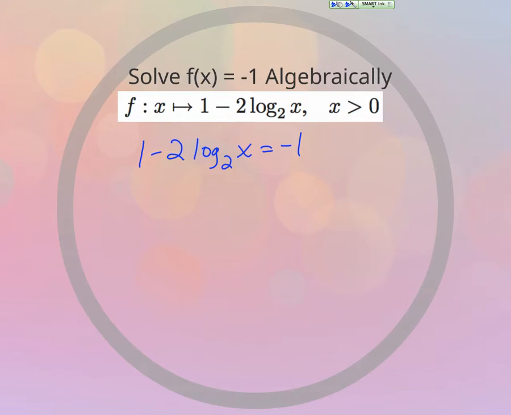So now we can solve. What's the first step? We have to get x by itself. Subtract 1. Very good. So I've got -2 log base 2 of x equals -2. Then we divide by -2. So we're going to have log base 2 of x equals 1.